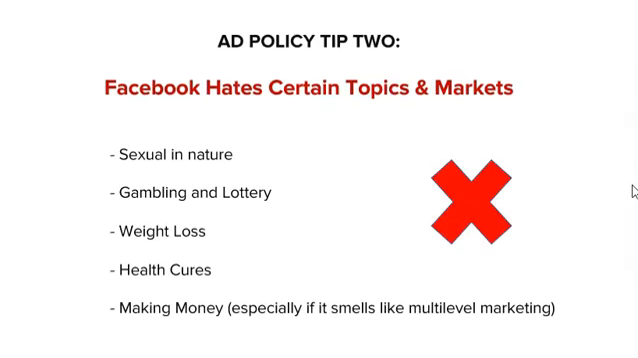Secondly, Facebook hates certain topics and niches. And these are the niches where a lot of fraud happen. And since there is no sure way to know if you are a potential fraudster or not, they just decided to block out these niches. We're talking about niches that are sexual in nature. We're talking about gambling and lottery, weight loss, health cures, and even sometimes making money, especially if the make money program you are promoting has to do with or smells like multi-level marketing. They don't like them. When you read the Facebook's advertising policy, you will learn more about these things.